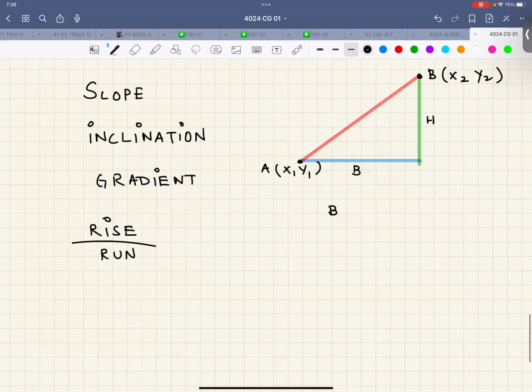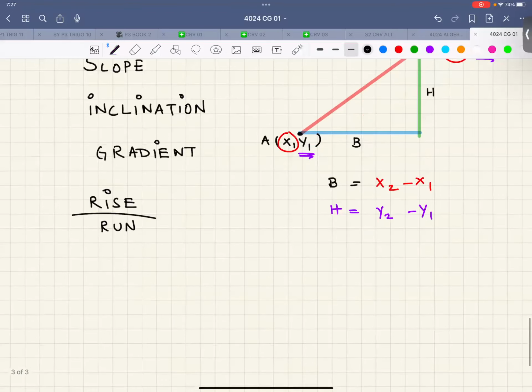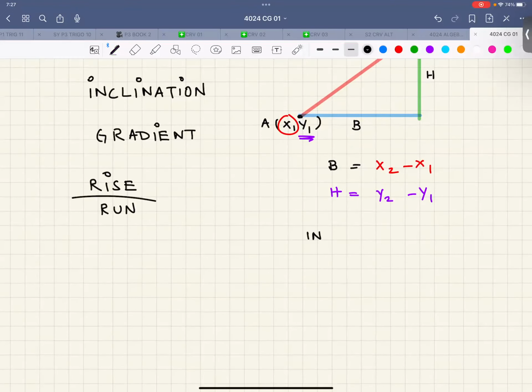This base is the difference between x1 and x2, so that is x2 minus x1. This height is the difference between y1 and y2. Actually, it's y2 minus y1, bigger minus the smaller. Therefore, what are we getting at? We are saying that the inclination is rise over run. The slope is rise over run.